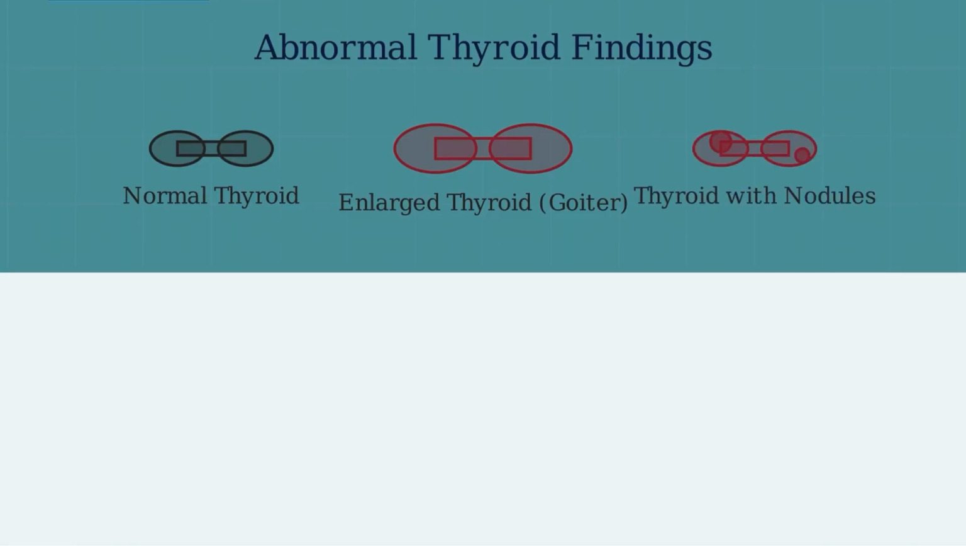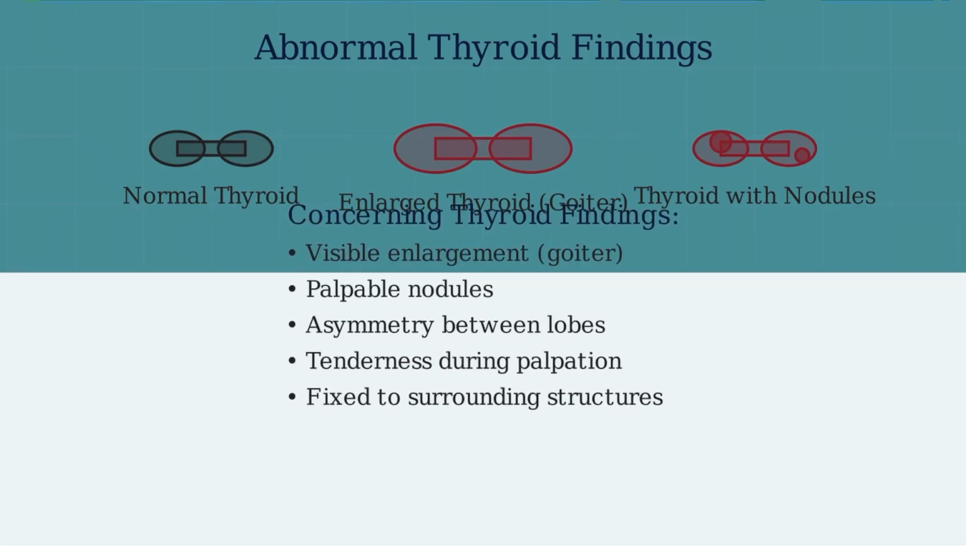Thyroid nodules appear as distinct lumps within the gland tissue. While most are benign, they require evaluation to rule out malignancy, especially if they are firm, fixed, or growing rapidly. Other concerning thyroid findings include asymmetry between the lobes, tenderness during palpation, and fixation to surrounding structures.